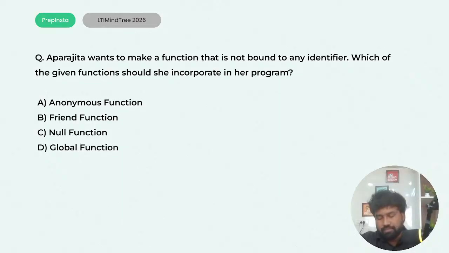This is your assignment question. From this, we will pick the top 3 commenters. Apajita wants to make a function that is not bound to any identifier. Which of these given functions should be incorporated in her program? So what is the function not bound to any identifier? Tell me in the chat. Anonymous function, friend function, null function, global function.